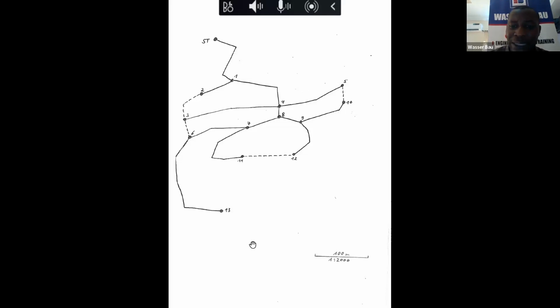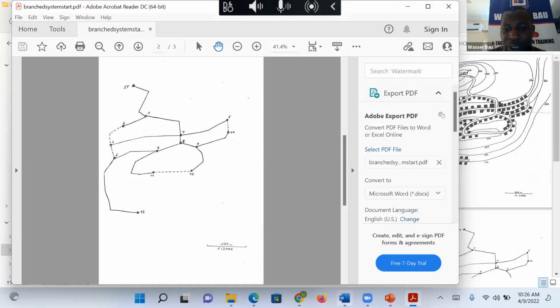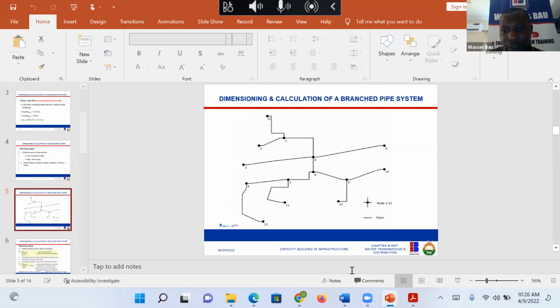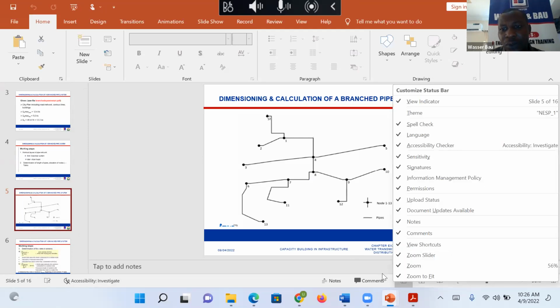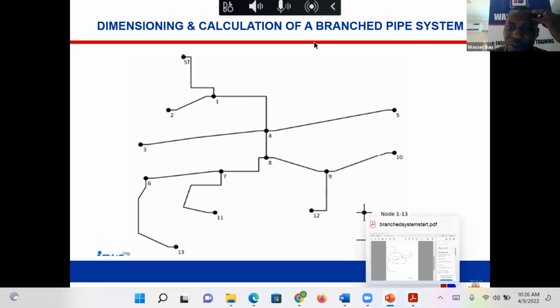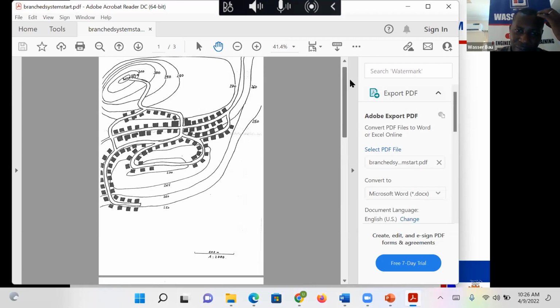So if you are looking at this as a branch system, then you'll be seeing something like this. So this is a completely branch system. As the word implies, it's like a branch. This is the storage tank. Then this is the line going to one street, street 5, street 3, then continue with street 4, street 7, and so on and so forth. So this is what you expect to come up with if you are given something like this.